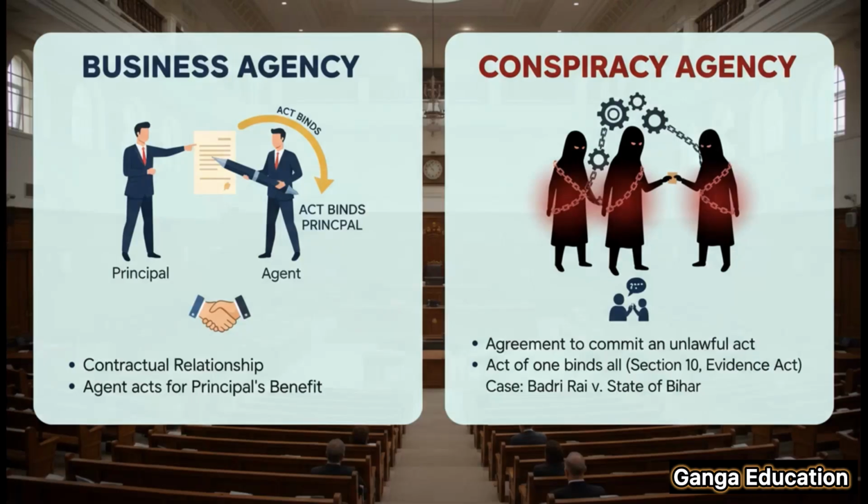This slide makes the analogy crystal clear. In the business world, if you hire an agent to act for you, their actions bind you, the principal. It's your responsibility. In a conspiracy, the authorization is simply the agreement to work towards that common goal. So when one conspirator does something to move that goal forward, they are, in the eyes of the law, acting on behalf of all the others, binding them to that act.